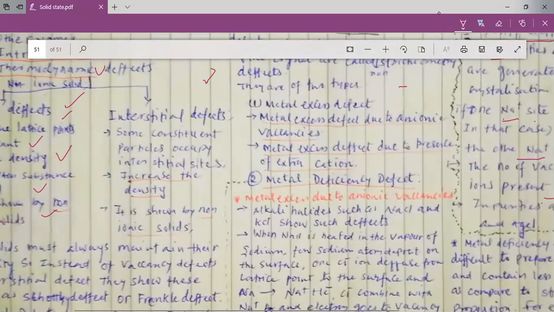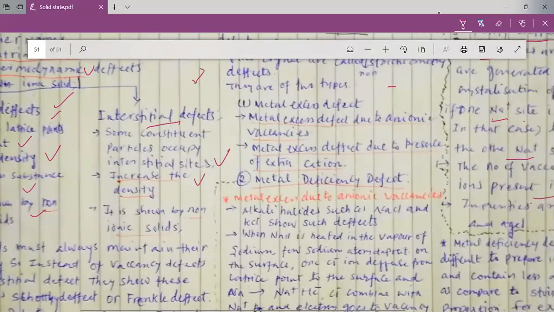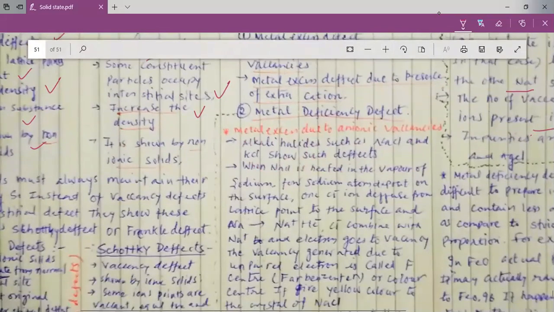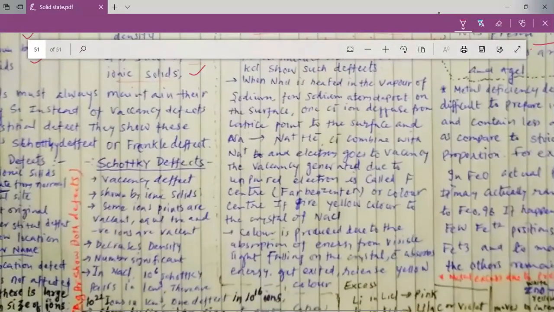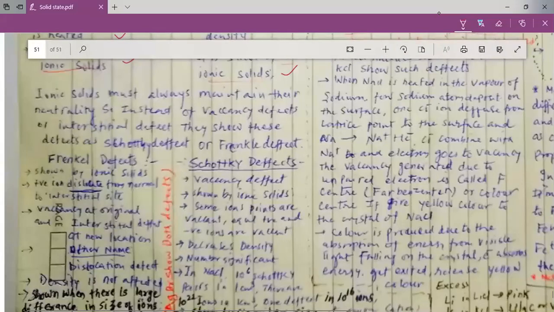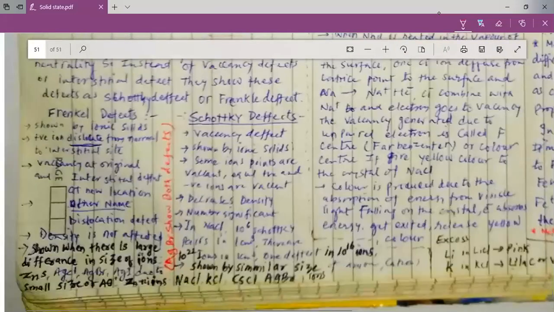Then we have the interstitial defects. Some of the constituent particles occupy the interstitial sites. It increases the density, my dear students, and it is shown by the non-ionic solids. So when we have the ionic solids, my dear students, we can have the Frenkel defect and Schottky defect. Frenkel defect is the defect that does not change the density, but Schottky defects are significant in number, and they decrease the density of the crystals.